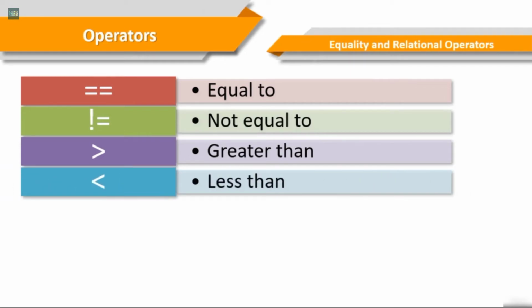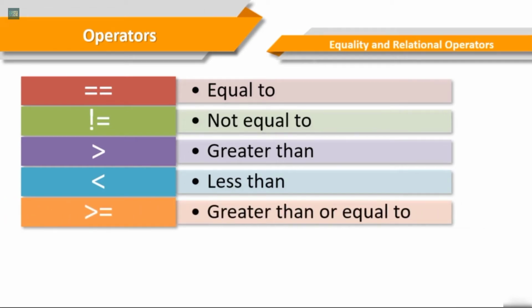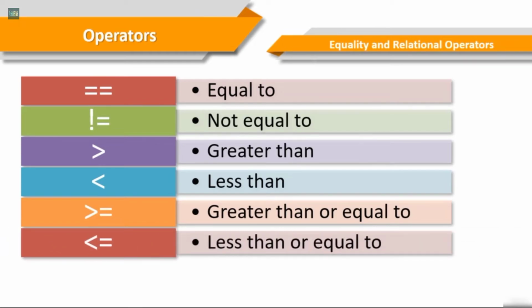And the less than sign. This operator checks if the value of the left operand is less than the value of the right operand, and if yes, the condition becomes true. Now here's the greater than or equal sign. This operator checks to see if the value of the left operand is greater than or equal to the value of the right operand, and if yes, then the condition becomes true. And less than or equals, well, this operator checks if the value of the left operand is less than or equal to the value of the right operand, and if yes, then the condition becomes true. All right, so that's the basic outline.